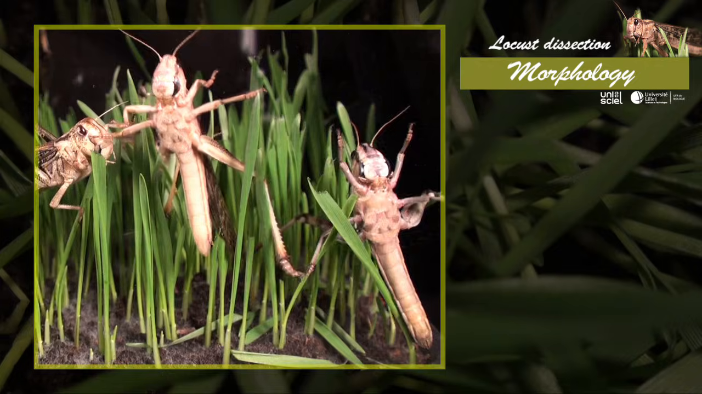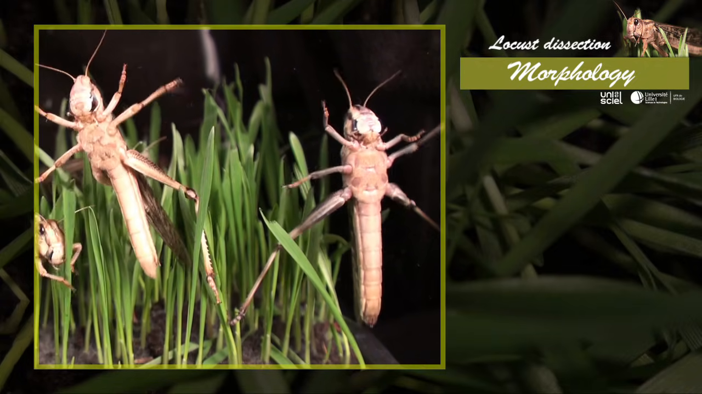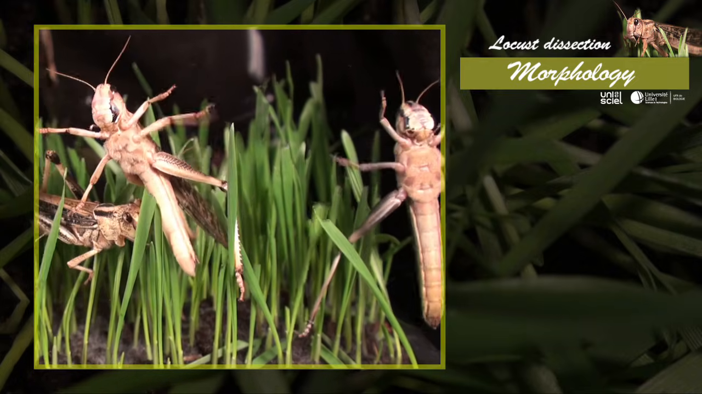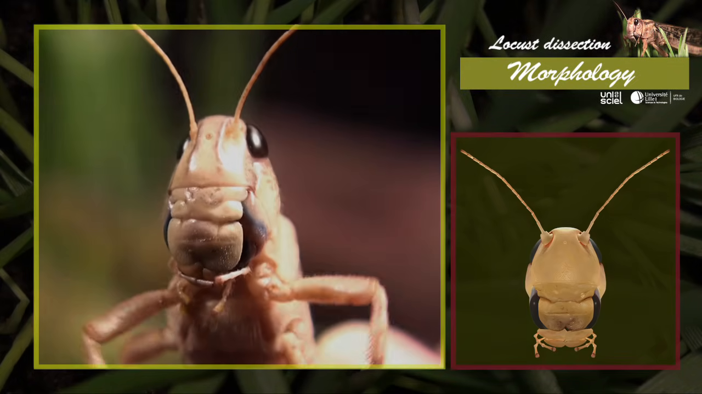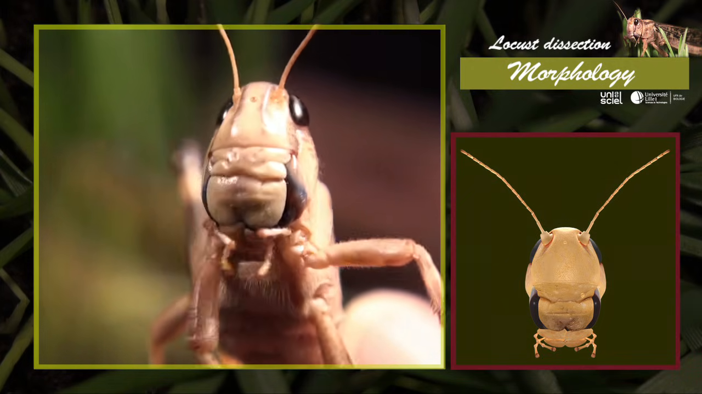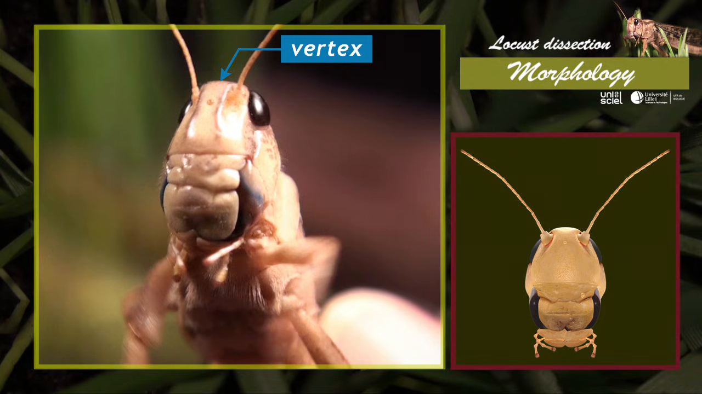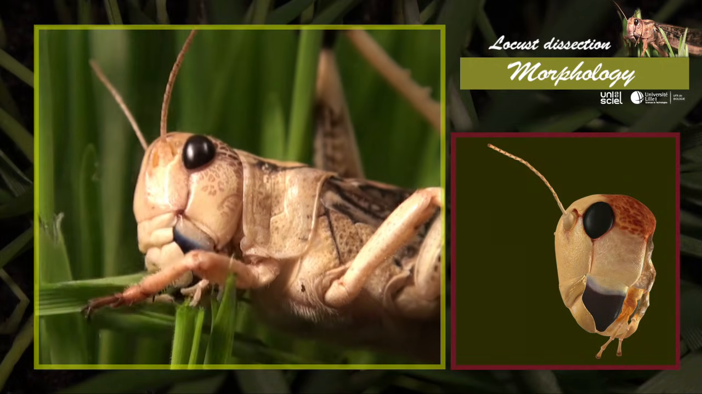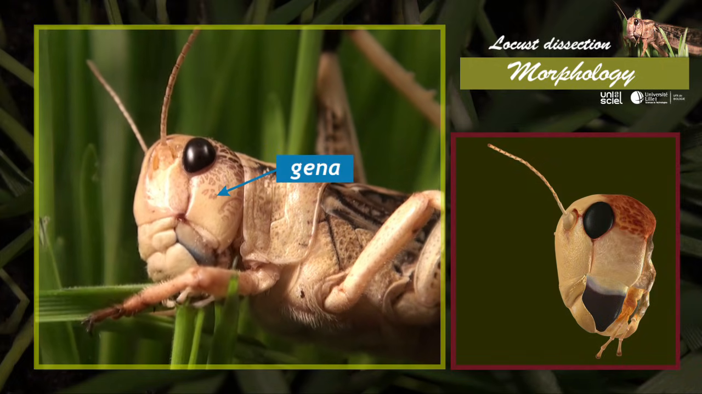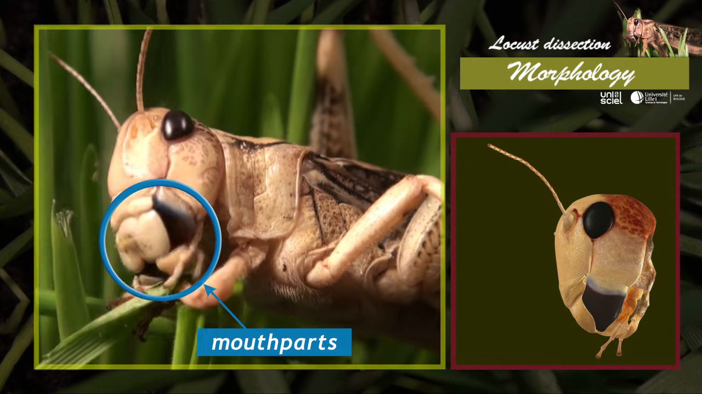The presence of 3 pairs of legs in the thorax is a feature of insects, also called hexapods. The head bears sensory organs and mouthparts. 3 zones are visible in the median plane of the head: the vertex, the frons, and the clypeus. On each side there are the cheeks, or gennae. In the lower part of the head are the mouthparts of the masticatory system.